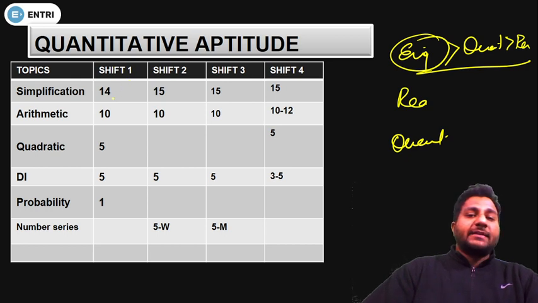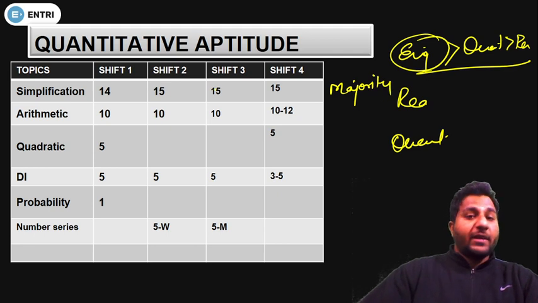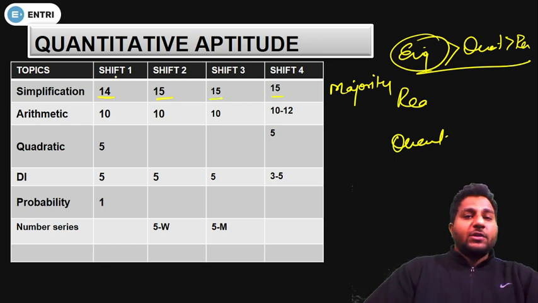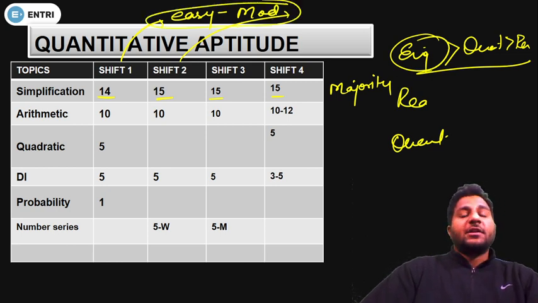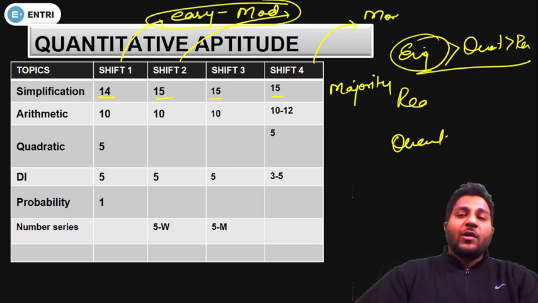As we predicted, the majority of the questions have been asked on simplification. In the first shift you can clearly see they asked 14 questions on simplification, while in the second shift it was 15, third 15 and fourth 15. The first shift was easy to moderate, the second and third shifts followed a similar pattern, but the fourth shift was a bit moderate.